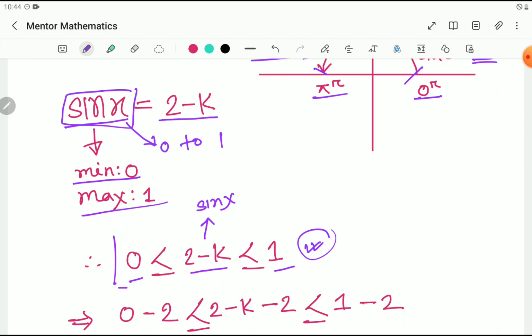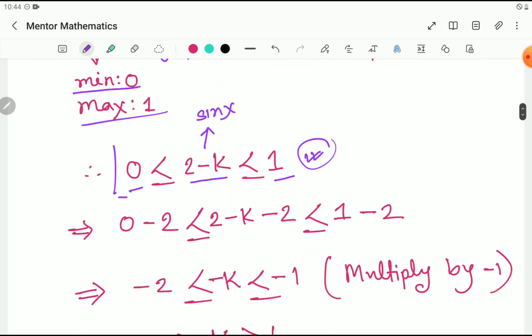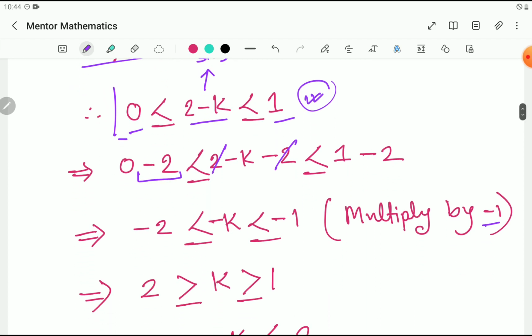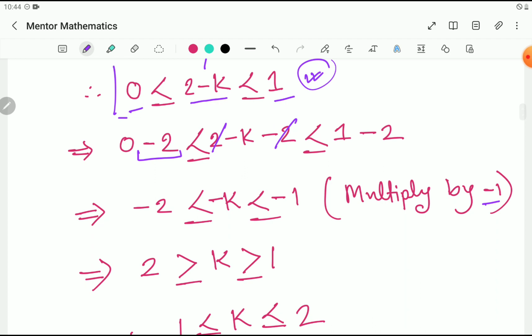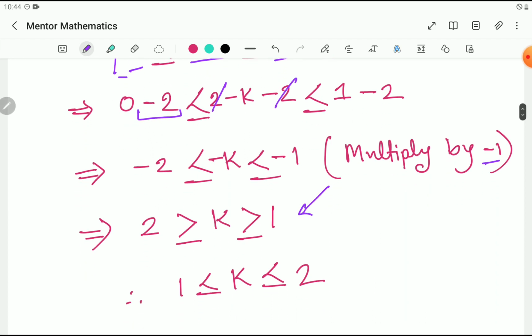Okay, then we can simply calculate it, how we solve the inequality problem. So simply what we did, we added -2 in all side, because to eliminate these two, we did that. Then we multiply by -1, and you know, whenever we multiply by -1, in this line we multiply it. So whenever we multiplied it, the inequality sign actually altered.